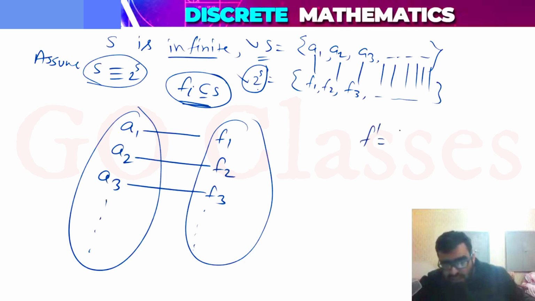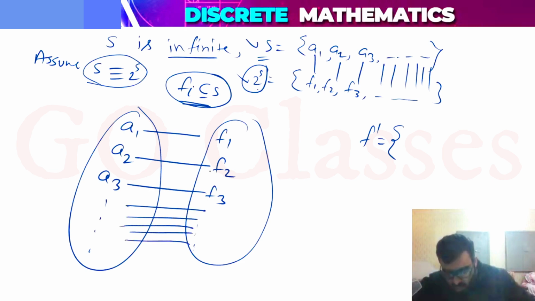How will I create it? And I will show that F dash is not covered, because if this is a bijection, a one-to-one correspondence, then every bijective function is one-one and onto. So every Fi must be covered. But I will create a new F dash, basically a new Fi, which is not covered in this bijection. How will I create it? The method is very simple.